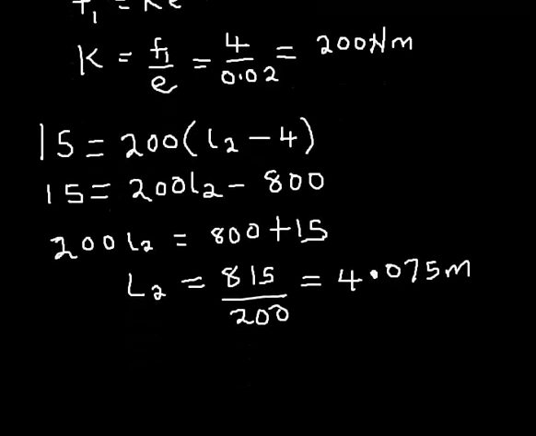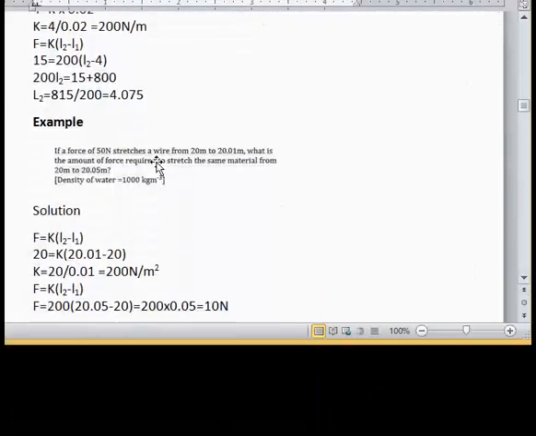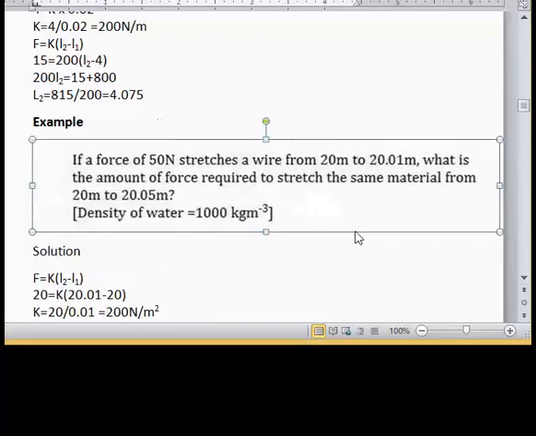Okay, so let's get another question. This one goes like this: if a force of 50 Newton stretches a wire from 20 meter to 20.01 meter, what is the amount of force required to stretch the same material from 20 meter to 20.05 meter? So it's the same nature of question. I'll use the force information given by the question to get the force constant. Then I'll use that force constant to get what I'm looking for in the second part of the question.